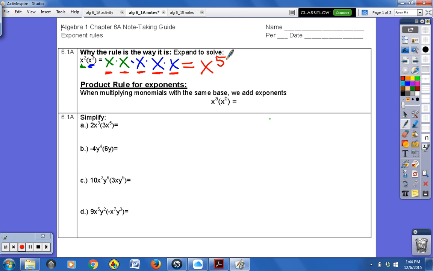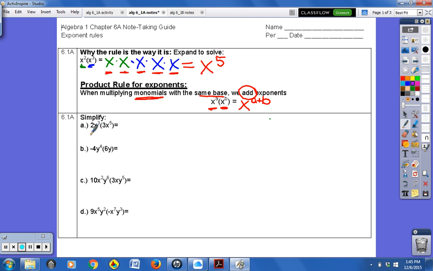And so how do we figure out the rule? Well, when I'm multiplying the x's, so they have the same base of x, those exponents 2 and 3, how do I get the number 5? Well, 2 times 3 doesn't give me 5, but 2 plus 3 does. So when I'm multiplying monomials that have that same base, we're going to add our exponents. So x to the a times x to the b is really x to the a plus b. So we end up adding those exponents. And that's our rule. So we're going to use that to work out some problems.